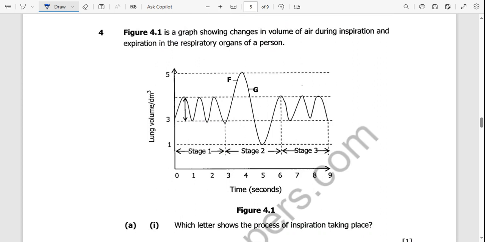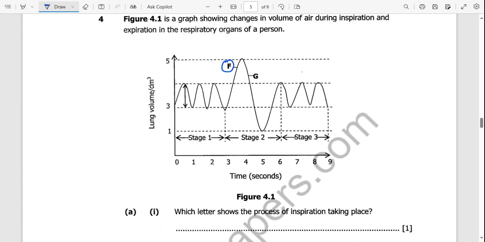The figure is a graph showing changes in volume of air during inspiration and expiration in the respiratory organ of a person, which later shows the process of inspiration. So when you look at a graph like this, anything that goes up, that is inspiration, going down is expiration. So F is the inspiration, is going up. Okay, G is expiration, you are removing air because this is showing the lungs. So if you breathe out, the volume in the lungs will become small because like you've removed air, right?